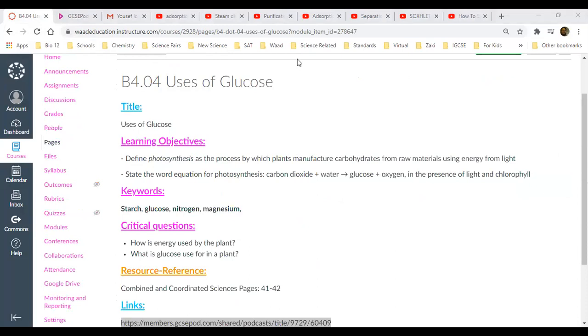Yes, anybody would like to tell me why do the plants need glucose? Any one answer would be good enough. Why do the plants need glucose? One of the reasons is for the respiration. They have to do the respiration. They need the glucose so they can grow and they can repair themselves as well.